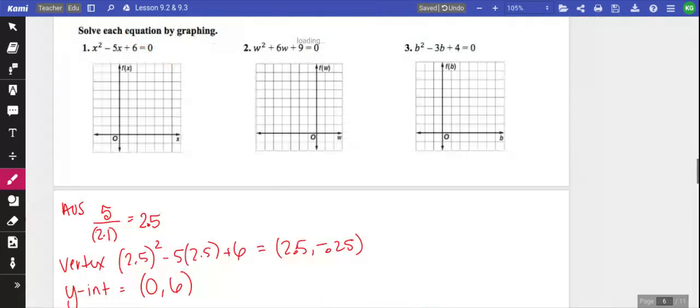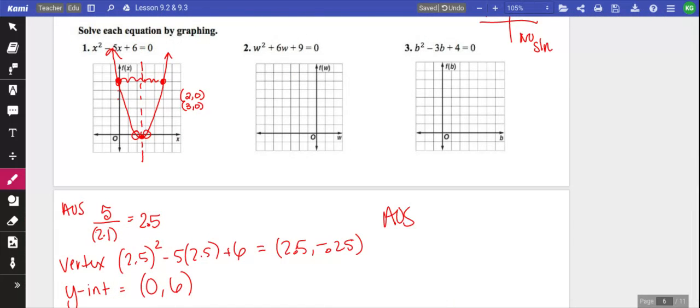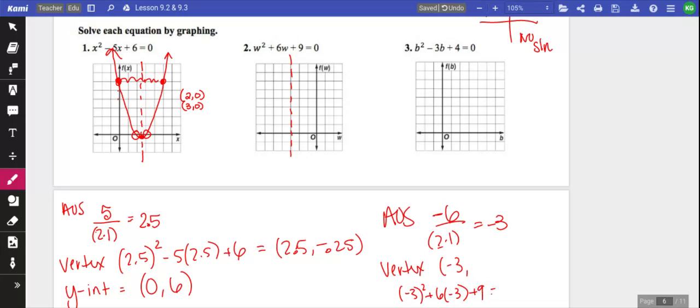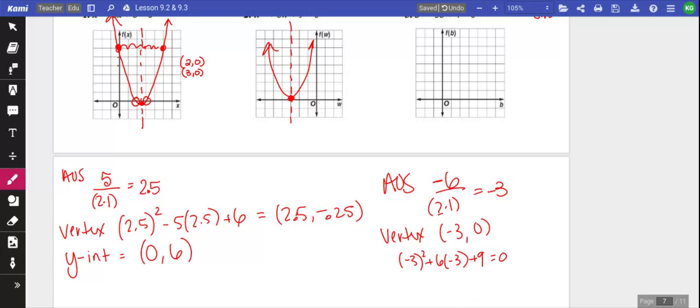On number 2, again, I'm going to start with finding the axis of symmetry, opposite of b over 2 times a, which would give me negative 3. Subbing that back in to find the vertex. So I'll do negative 3 squared plus 6 times negative 3 plus 9 gives me 0. And since I know this one is going to open up, I know that this only has one x-intercept. It's at (negative 3, 0).